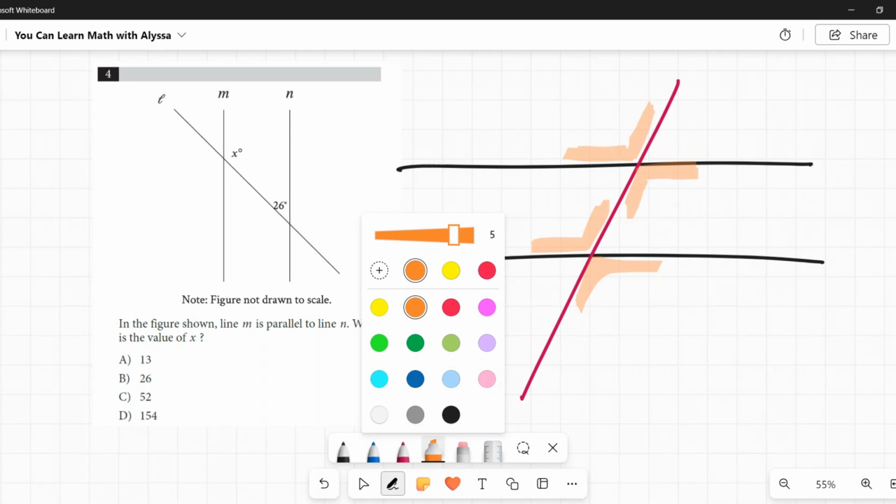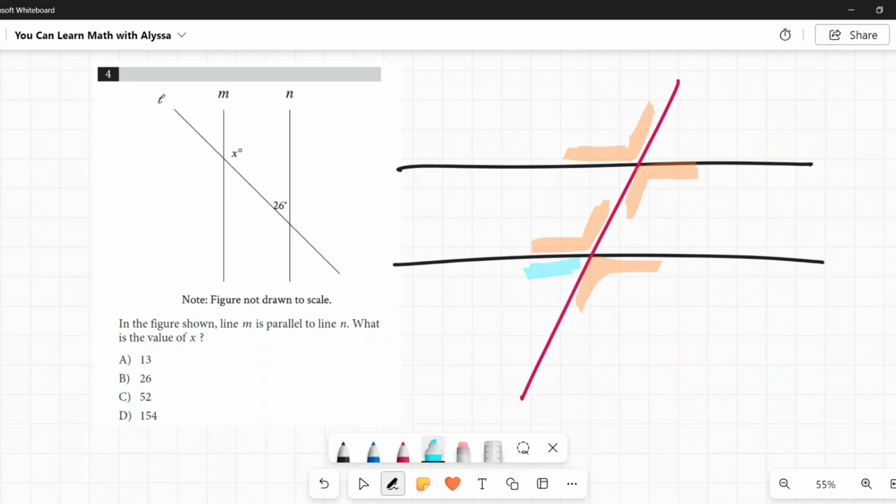All those that I just highlighted in orange, all those angles are the same. And all these angles that I'm highlighting in blue are the same. That's the whole thing. Now, if you go into your geometry textbook, there are going to be a ton of different ways of describing these relationships.